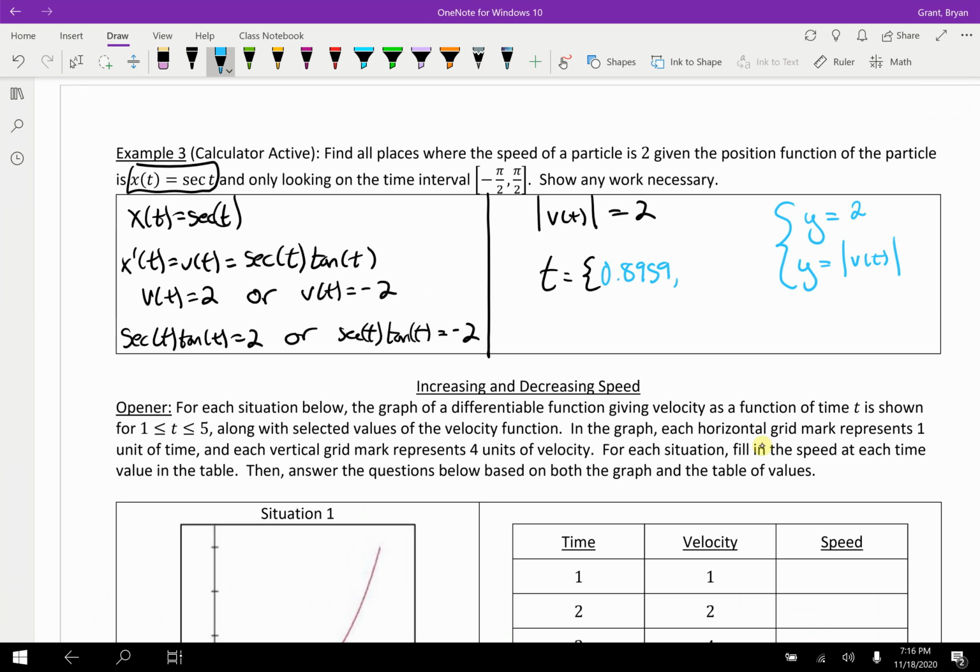0.8959, and really it was plus minus, so you could find the other one, but I'm telling you right now it's the exact same, it's just the negative value. And so we have found the times that generate a speed of 2.